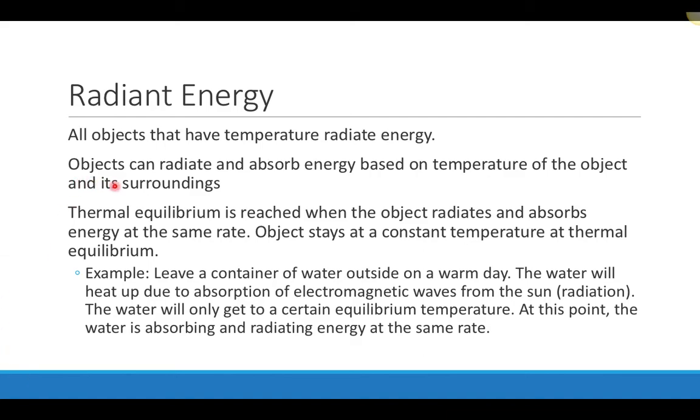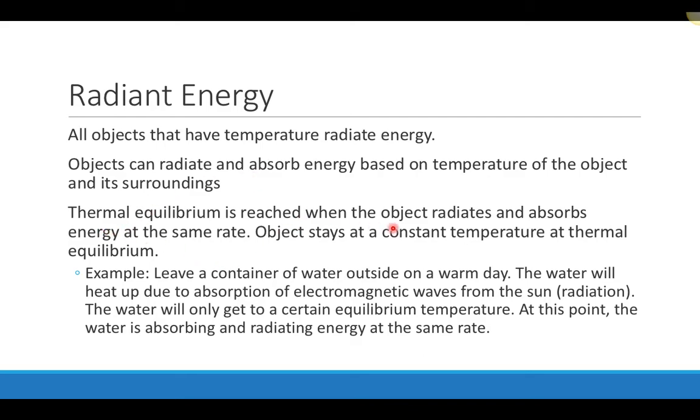It turns out that objects can radiate and they can also absorb energy, and it's based on the temperature of the objects and the temperature of the surroundings. When we think about this in terms of absolute temperature, we have to think about the Kelvin temperature range. Something that's at 0 Kelvin is at absolute zero, and it would not radiate any energy at all, because it's at 0 Kelvin. But at any other temperature, an object can radiate energy, and at the same time, it can absorb energy as well.